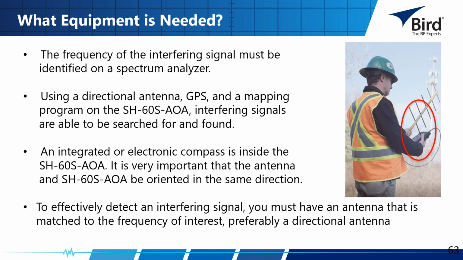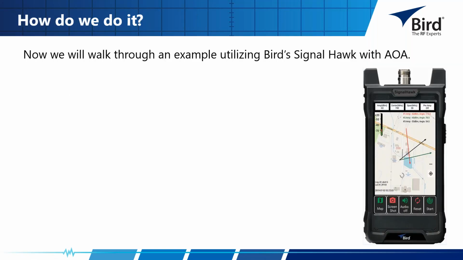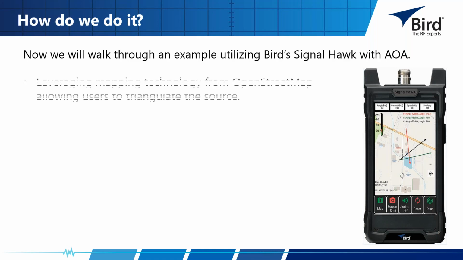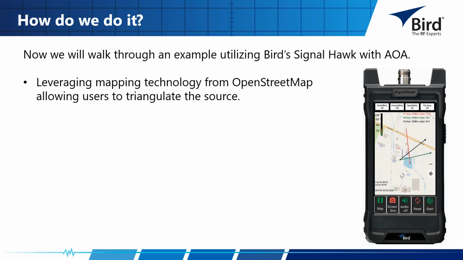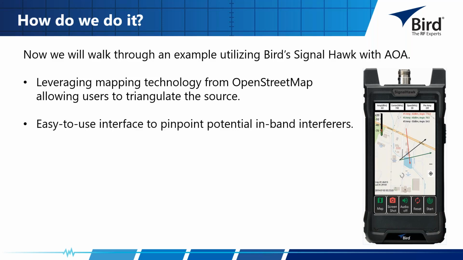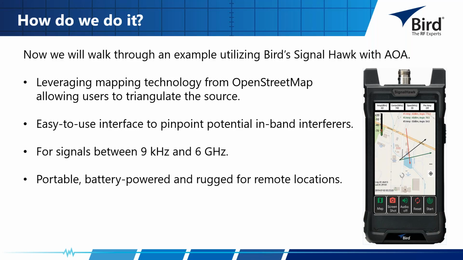To effectively detect an interfering signal, you must have an antenna that is matched to the frequency of interest, preferably directional. So how do we do it? I'll walk through an example utilizing Bird's SignalHawk with AOA. Leverage mapping technology from OpenStreetMap, allowing users to triangulate the source. Easy to use interface to pinpoint potential in-band interferers for signals between 9 kilohertz and 6 gigahertz.